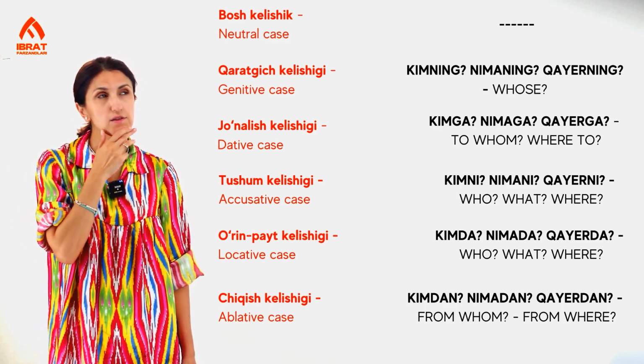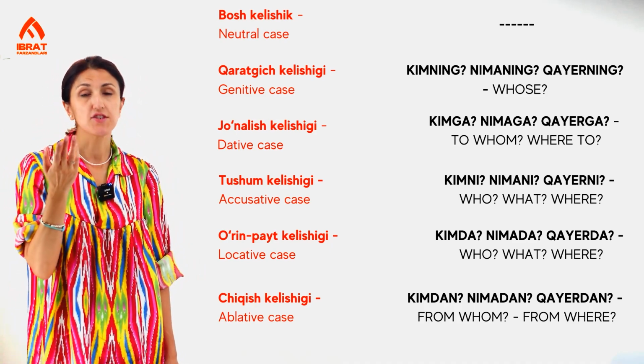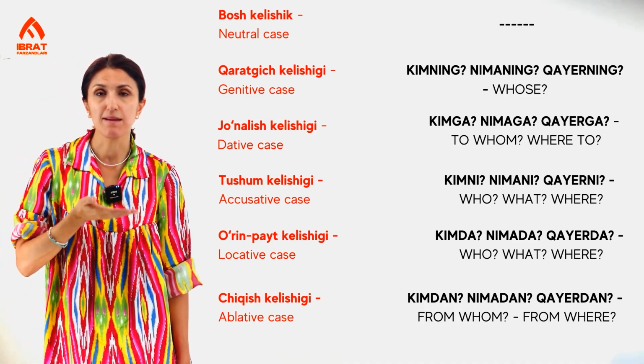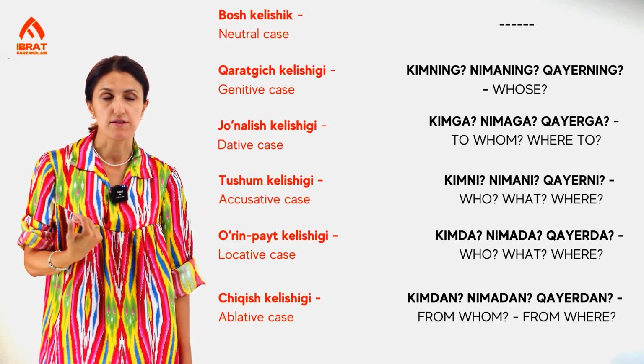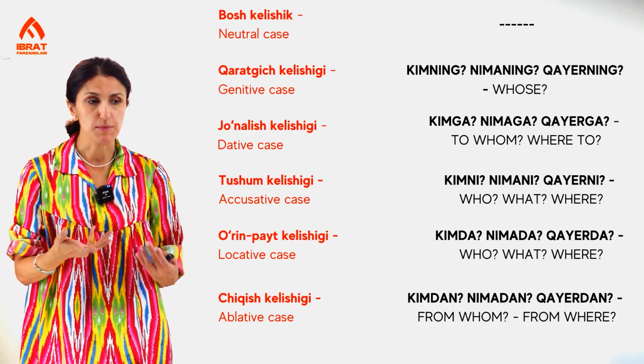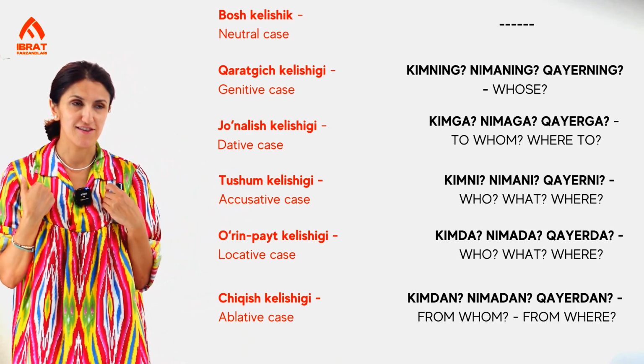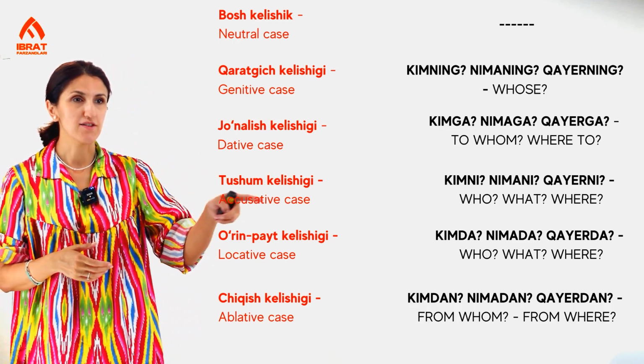And with ait it could be menga. I just remembered the song. Sevgingni menga ait. Tell me about your love. But in English, it's about your love. But in Uzbek, it's not about. So tell me the love you have for me, right? So this is accusative case.